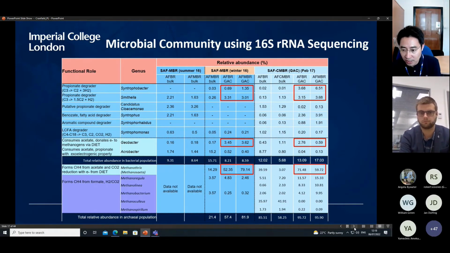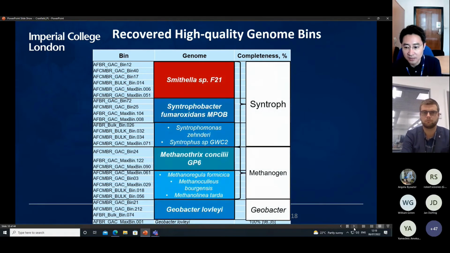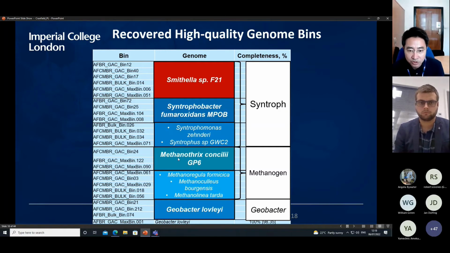So then we did even more in-depth genome-resolved sequencing. You can see that we got really good quality. We got short reads and long reads together. We got a good Methanothrix genome, this is the guy who has high abundance, and we got really high quality methanogen genomes, and of course others as well. So we are quite interested in how the methanogens cooperate with the Geobacter.